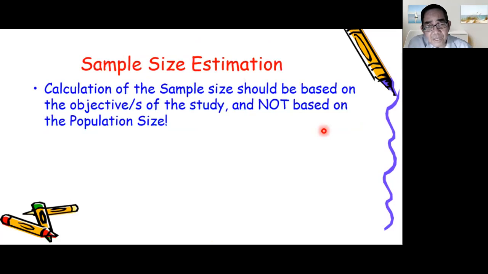And the calculation of the sample size should be based on the objective of the study, and again, not based on the sample size. You see, the reason for this is that we need to know whether the sample size that we calculate can validly answer the objective of the study. And that's the reason why we need to calculate the sample size based on the objectives of the study.